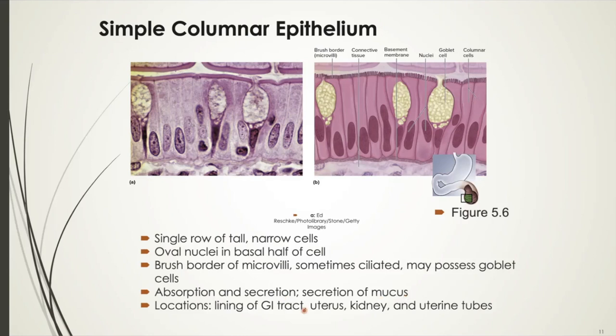Where would I find this located? In the GI tract, the uterus, kidneys, and also in uterine tubes. What you're looking at here is the lining of the GI tract. Specifically, this is the small intestine. How do I know? Because this is the stomach. And also I know because the small intestinal cells of the simple columnar epithelium have those microvilli, because that is where absorption of the nutrients from your food takes place.